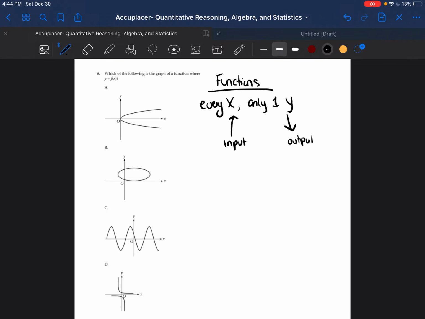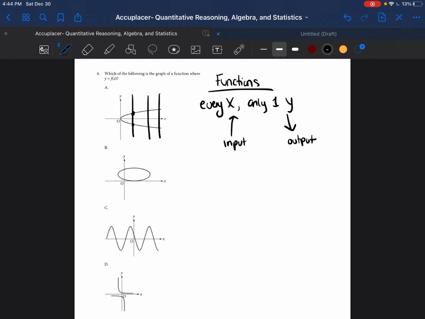So for every x, or for every input, there's only one output. So if you have a function and you put in the number 4, there should only ever be one answer that comes out. If you put in the number 10, there should only be one number that comes out every time. If you put in the number 20, there should only be one number that comes out every time. But these are graphs. So how does that rule reflect in graphs? Well, you should be able to make a line straight down the graph. And that line should only go through the graph at one point.